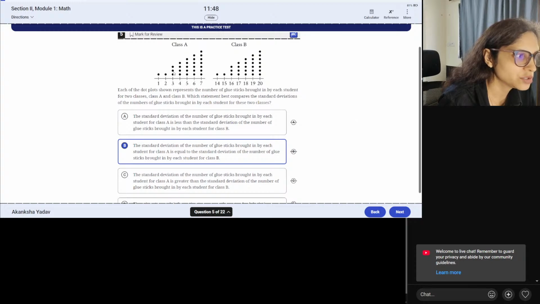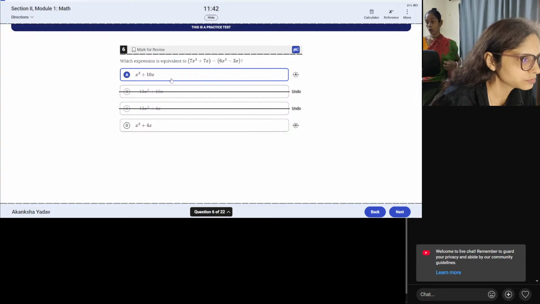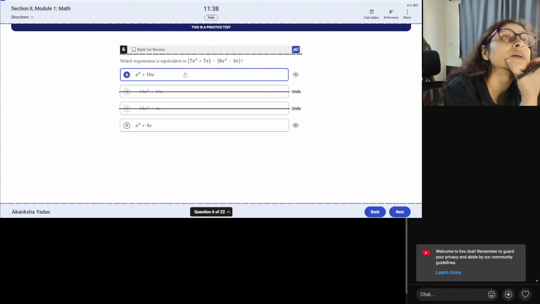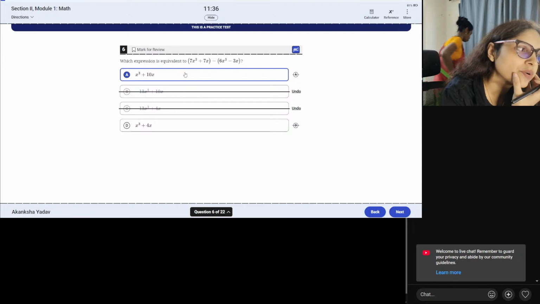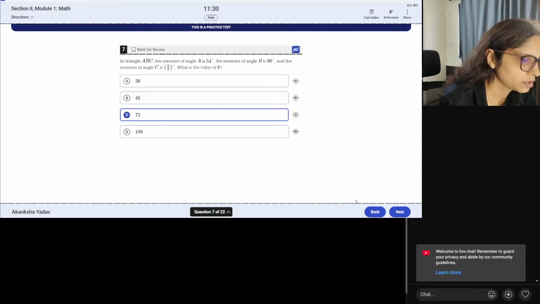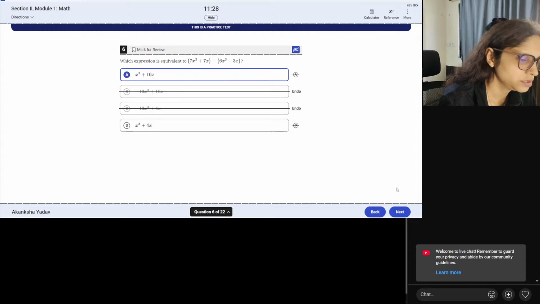Next one, yeah, because shape is exactly same. So standard deviation is going to be equal. X cube plus 10x. So it is there. Yeah.